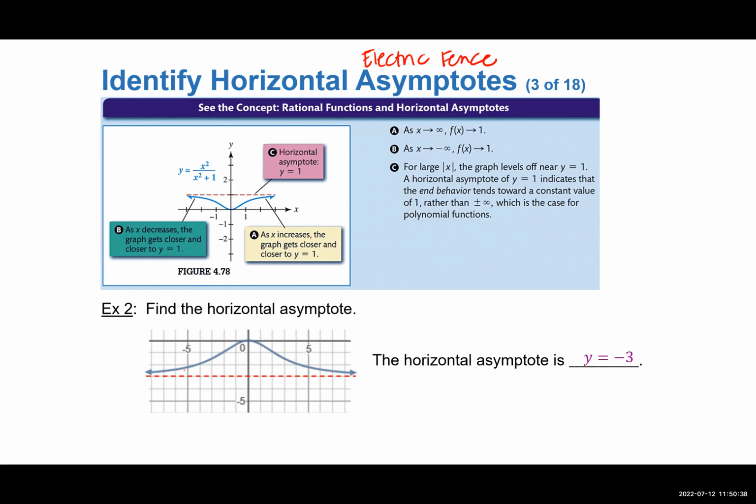And so horizontal asymptotes look like this. They're going to be defined by the y value. So that's -1, -2, -3. Y equals -3 is the horizontal asymptote in that picture.